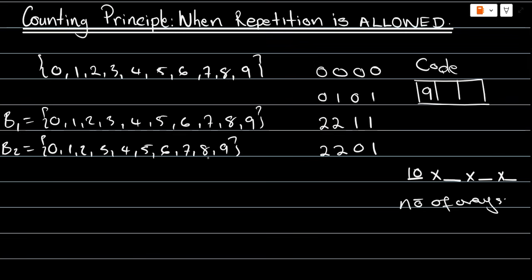Right, now, how many choices do we have? We still have 10 choices because we replaced the number that we took in creating the first code. Now, let's say we take 8, from how many choices? From 10 choices.